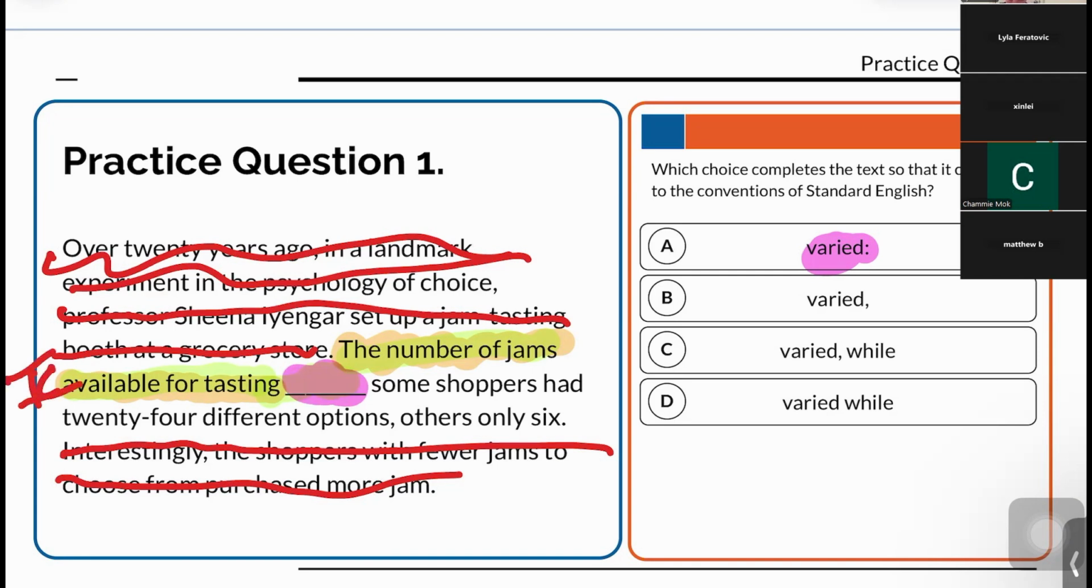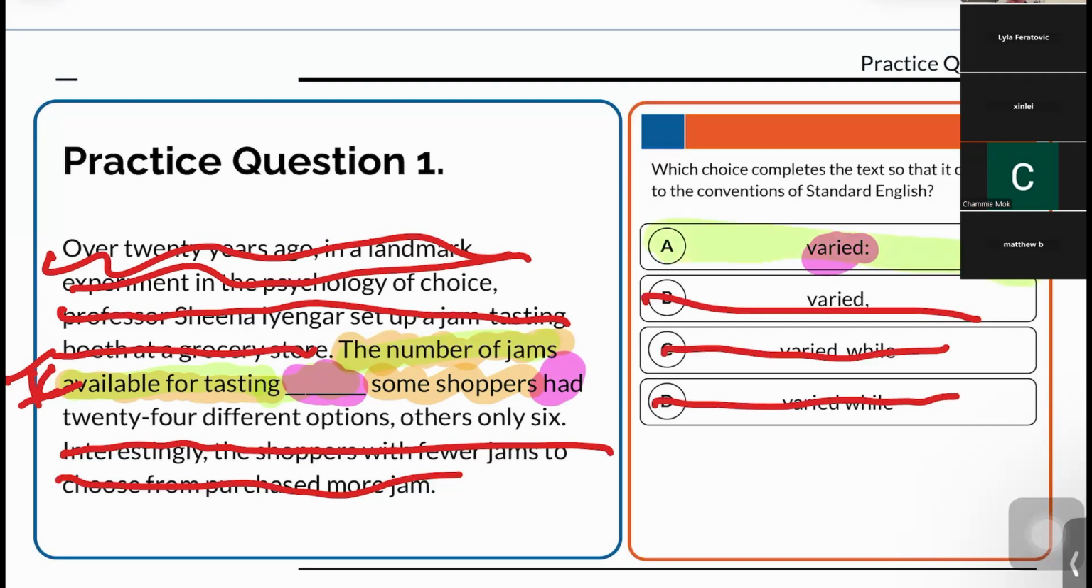And then some shoppers had 24 different options, others only 6. That sounds like a dependent clause to me because it's not really structured... actually, wait, that would be an independent clause. I'm lying to you. Some shoppers, that's a subject, and then had, that's a predicate. So we have to connect that independent clause to that independent clause. And we got varied, comma, while. Varied while. We know this doesn't work because while isn't a FANBOYS word, so even though we have a comma and then a word, that doesn't click. And B, just a comma, doesn't connect independent clauses. So we would actually need A.